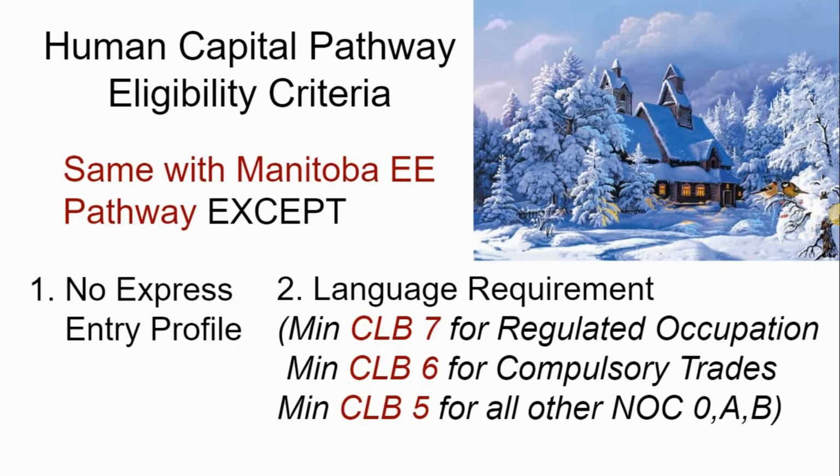This time guys, let's take a look at the eligibility criteria for the Human Capital Pathway. Alright guys, so the second pathway under the skilled worker overseas category is the Human Capital Pathway. And the eligibility criteria for this one guys is the same as the Manitoba Express Entry Pathway, except for two things.